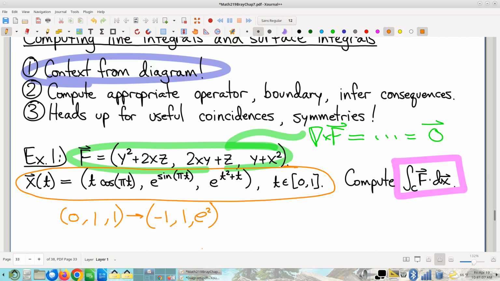Quick side note, the way I did that here is because the curve came parameterized. It won't always come parameterized. It might come described in some sort of wordy geometric way, or it might come described by some equation or pair of equations, whatever, right? Who knows? You might even have to resort to drawing a picture, right? But one way or another, you've got to identify starting and ending points.